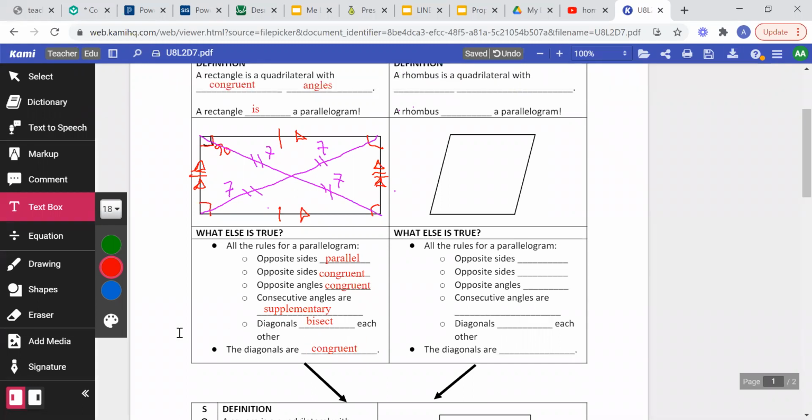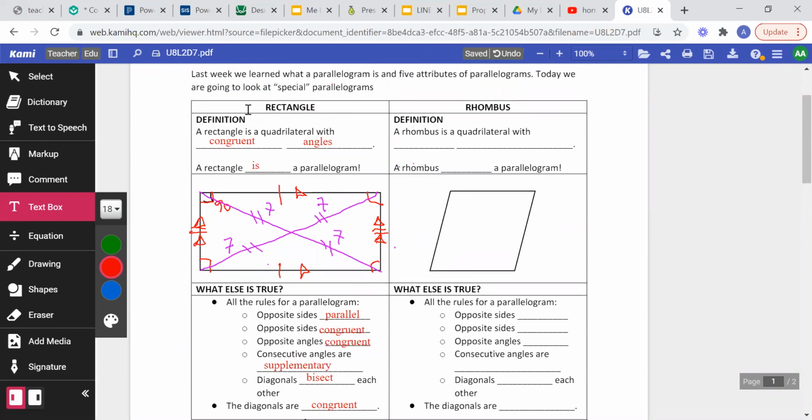So you see how beautiful a rectangle is? It has opposite sides that are parallel and congruent. Opposite angles are congruent, 90, 90. And consecutive angles are supplementary because when you do 90 plus 90, it gives you 180, okay? And the diagonals are also congruent, okay?